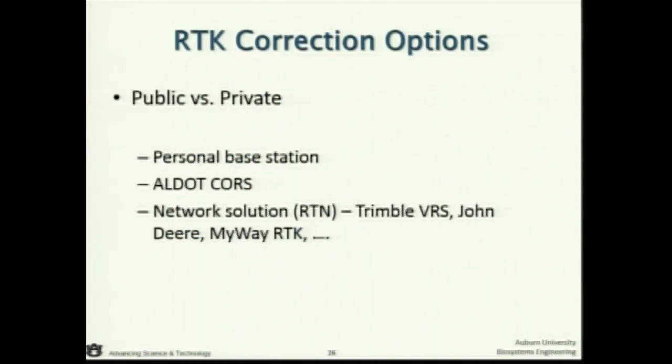One thing to remember here in Alabama is we have public versus private. Typically our public example would be the ALDOT CORS. That's free. I can use it on my mapping if I have an internet connection and can get the data. On the private side, I'm typically going to have to pay an annual subscription. Or the other idea is I can buy a personal base station, like you saw in the prior slide. But then I'm responsible for managing that base station.